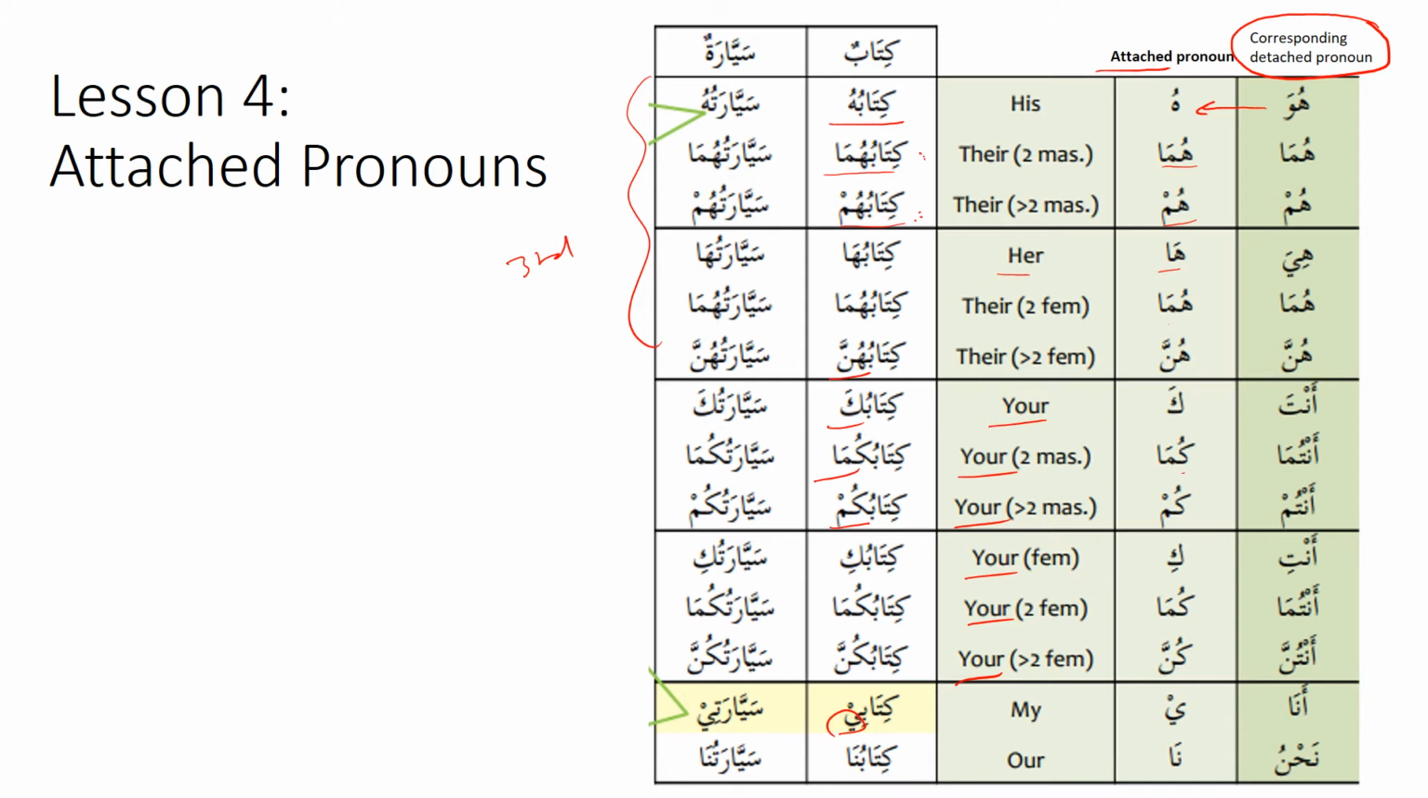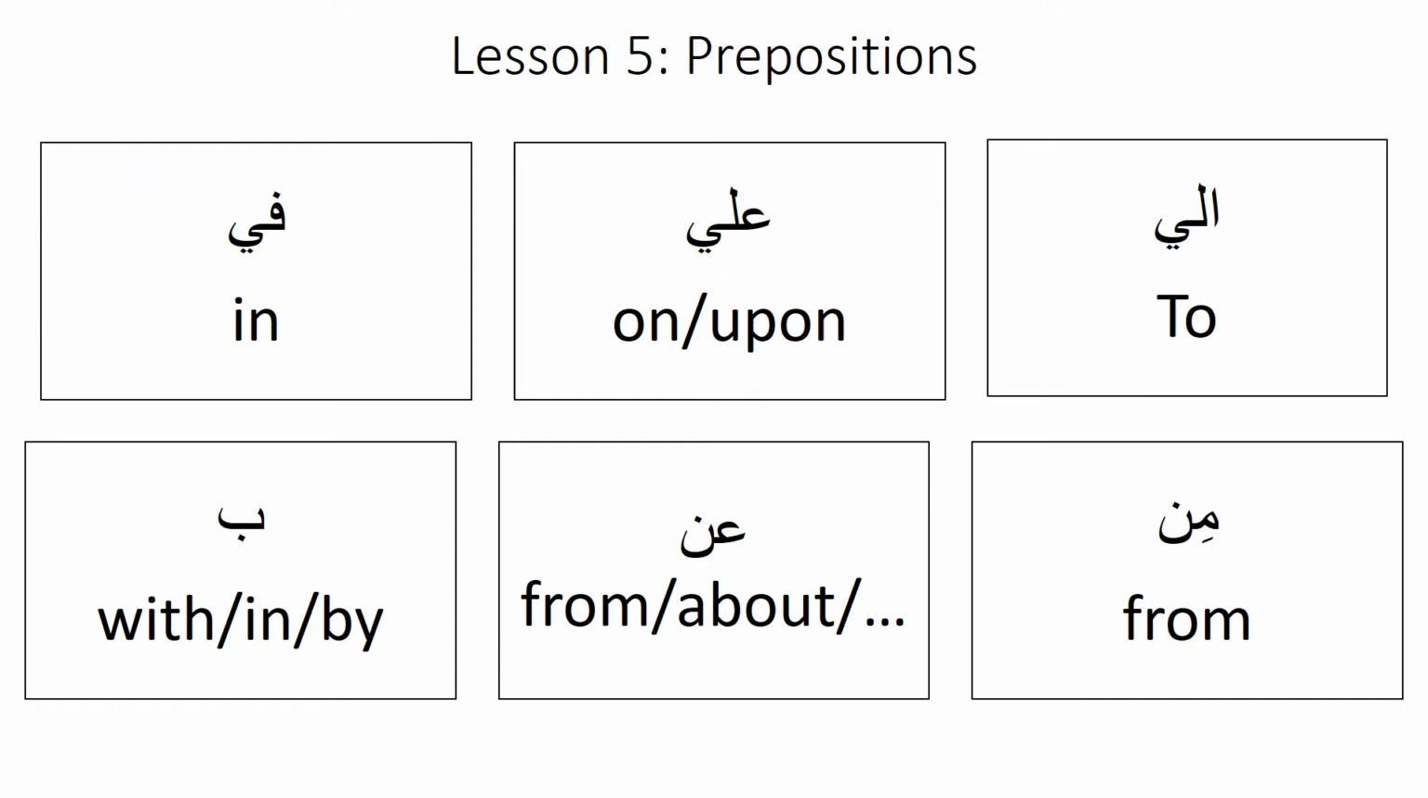And kitab plus na equals kitabuna, our book. So whenever you see this hu, huma, hum, ha, huma, hunna, ka, kuma, kum, ki, kuma, kunna, e, and na at the end of a word, then you know that it is an attached pronoun, and you need to make sure that you translate it accordingly. Lesson 5 is all about prepositions.